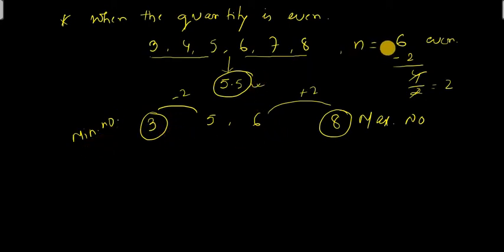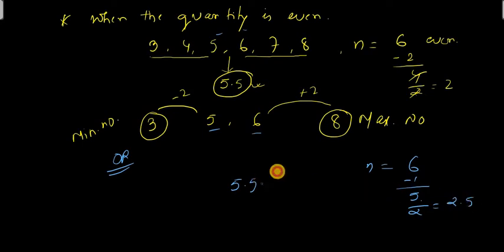So when the quantity is even, the two middle numbers are 5 and 6, and the average is 5.5. Directly, for n equal to 6, we take 5 divided by 2, which is 2.5. Adding 2.5 to 5.5 gives 8, the maximum, and subtracting 2.5 from 5.5 gives 3, the minimum. No problem.